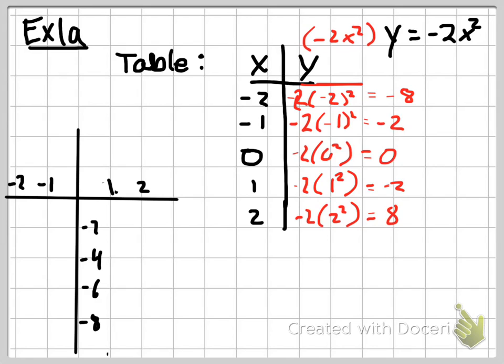So let's go ahead and plot those points. So we have 0, 0. We have negative 1, negative 2. We have 1, negative 2. We have negative 2, negative 8. We have 2, negative 8. You sketch and draw a curve through there.